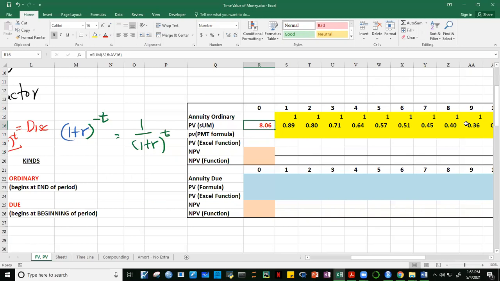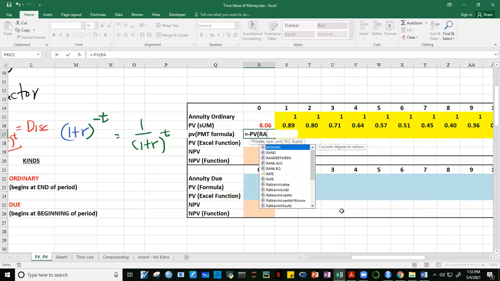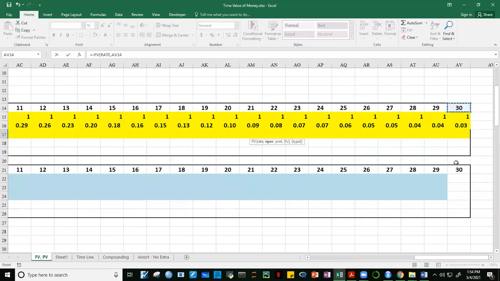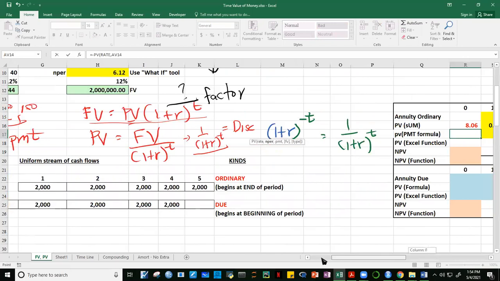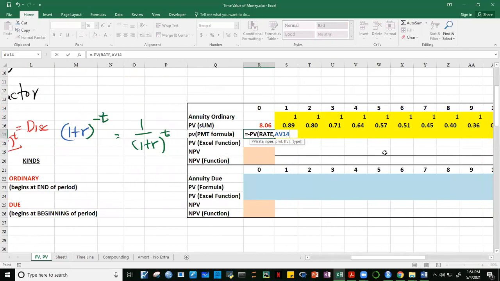Pareho lang yun. Okay, but we can also use the straightforward function in Excel, PV. Ano yung rate natin? We're using the rate function. Okay, comma. Rate. Ayan. Tab. Rate, comma. Ilan yung NPER natin, guys? NPER natin, 30. So, let me click this. 30 periods. Tapos, ito, gagamitin natin, guys, si PMT. Ano yung PMT natin?